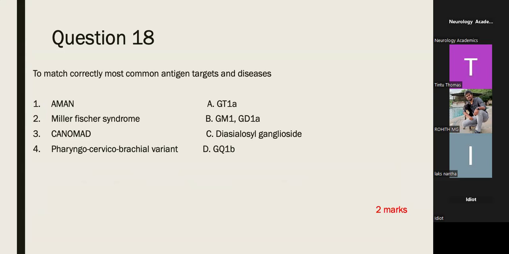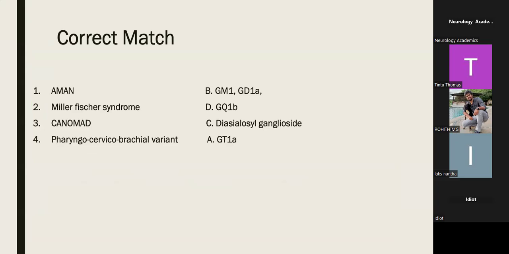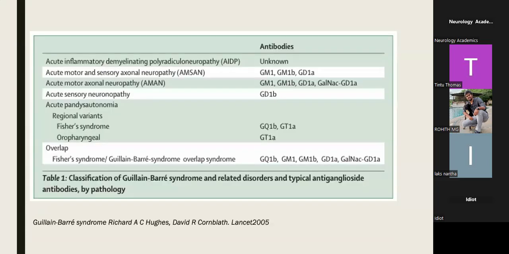Next is a match-the-following question. The correct answer to this is AMAN. The antigens against which antibodies are produced most commonly are GM1 and GD1. Miller-Fisher syndrome, it is GQ1b. CANOMAD, it is disialosyl ganglioside. And in the PCB variant of GBS, it is GT1a.